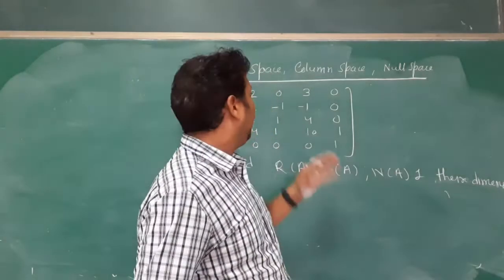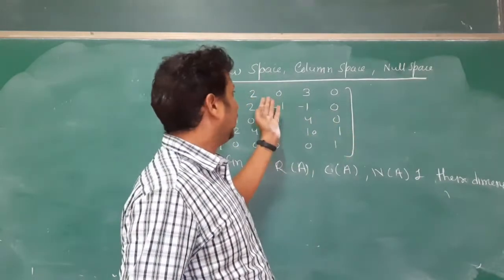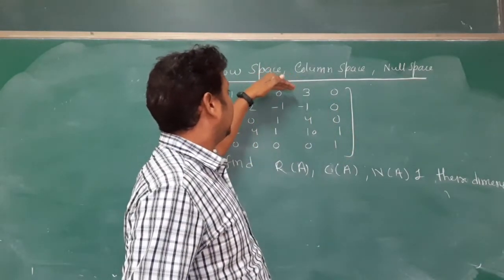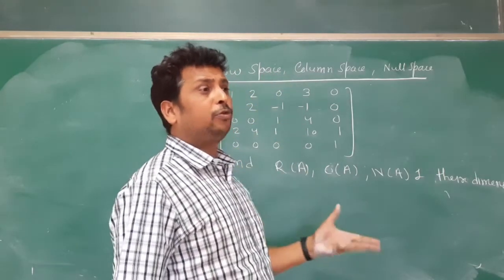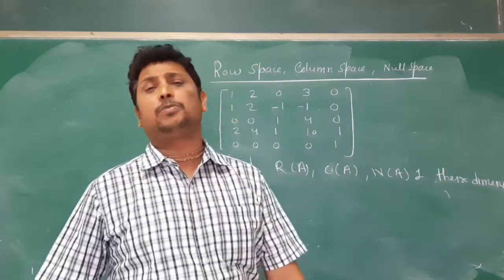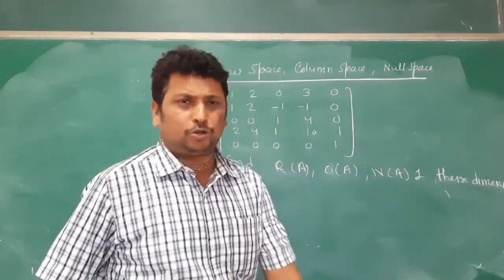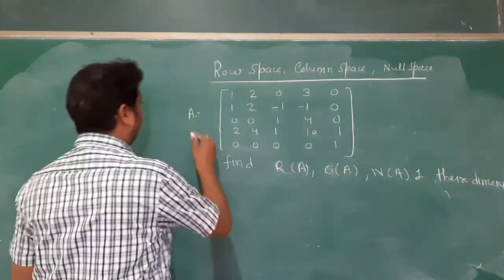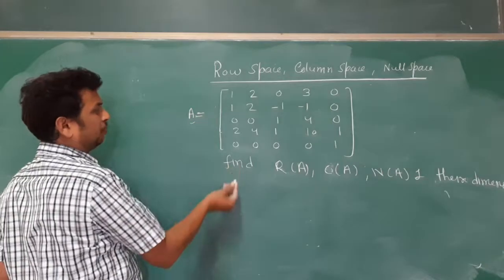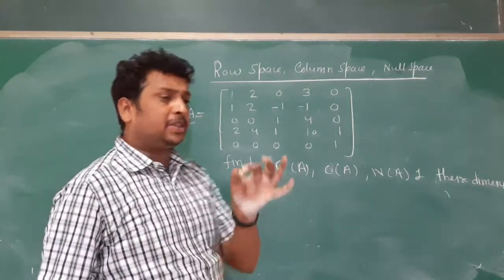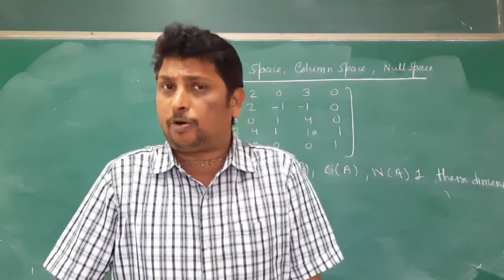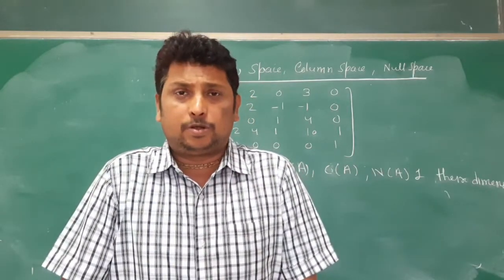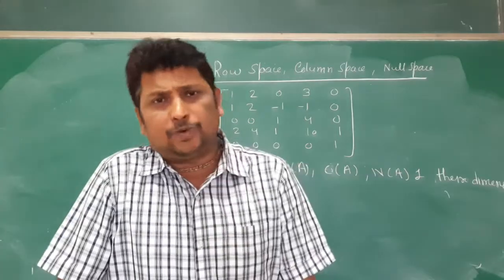Sometimes they will give it in vector form. They will give one set generated by this vector, this vector, this vector, this vector, this vector, and they ask you to find the row space, null space, column space, and other things. So both types they can ask. What is your first step? It's a stepwise process. The first step is to convert the given matrix into row echelon form. Whatever the given matrix, convert it into echelon form.